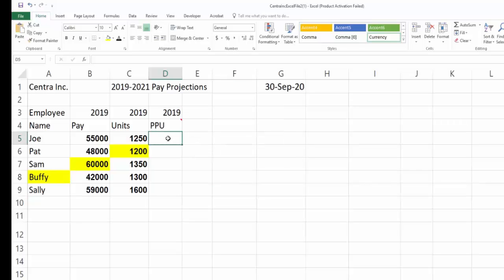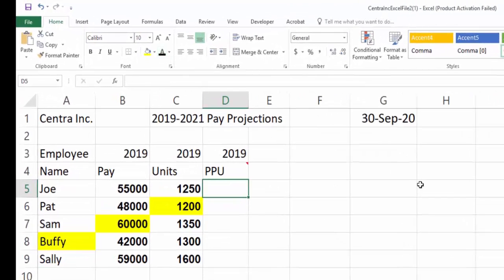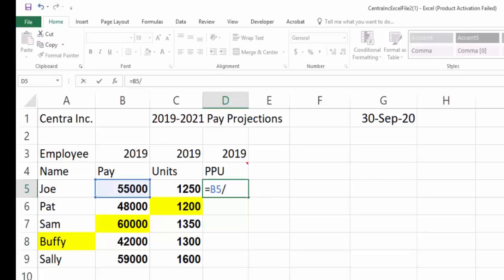There we go. Now let's calculate it. What is PPU? The word per always means to divide. Okay, so pay per unit, units per hour, rejects per day. Something per something is something divided by something. We start with an equal sign. And in this case, it would be the pay, which is B5, divided by C5. So B5 divided by C5, and the forward slash is your divide button, okay? So pay divided by units. Press enter. The answer is 44.